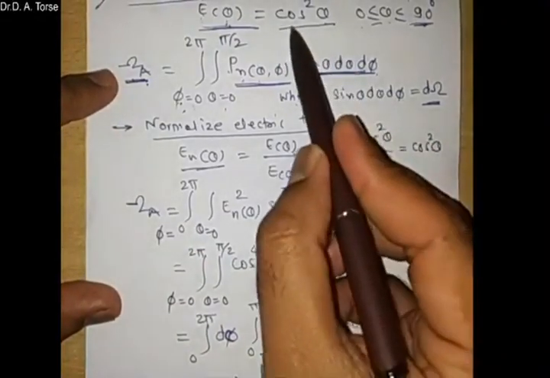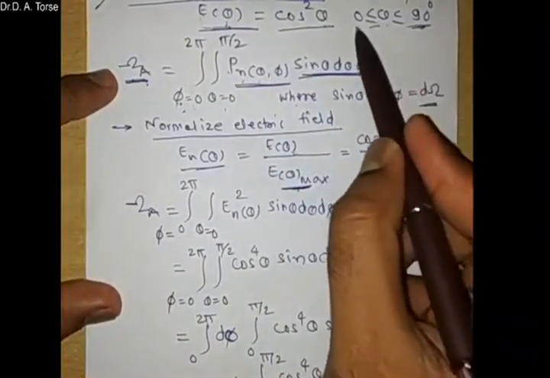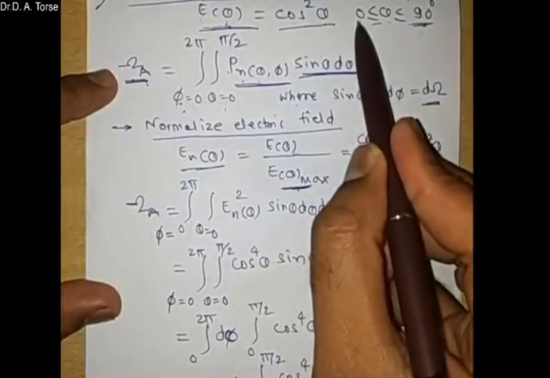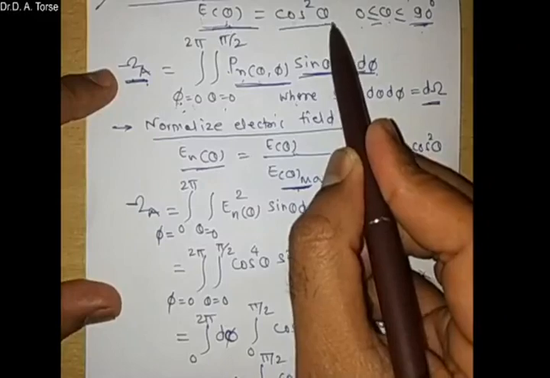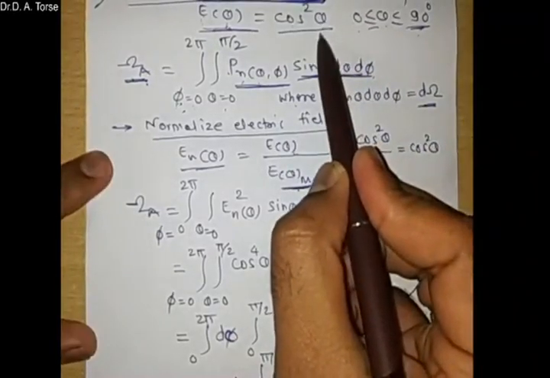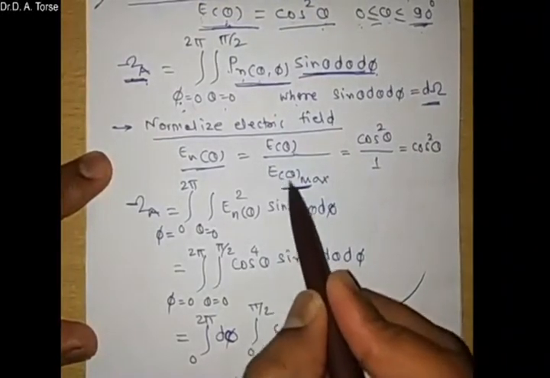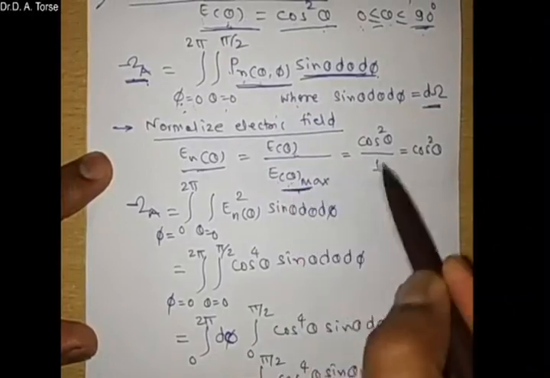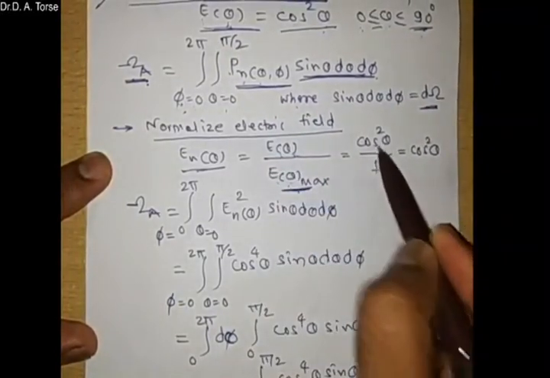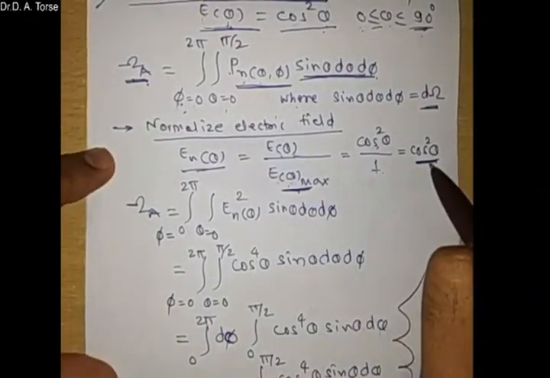Now as you can see, the field pattern term is cos square theta, and the theta range is between 0 to 90. As you know, cos 0 is 1 and cos 90 is 0. So the maximum radiation, which is 1, we can get only in the direction of 0. Therefore, the maximum value of electric field in 0 direction is 1, and the given E of theta is cos square theta. So cos square theta by 1, we get the normalized value also cos square theta.